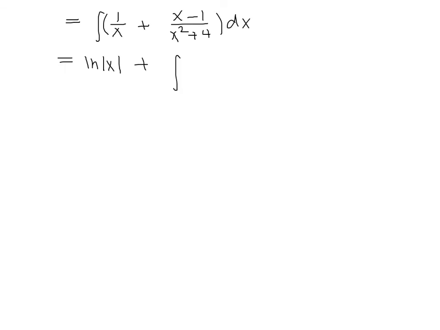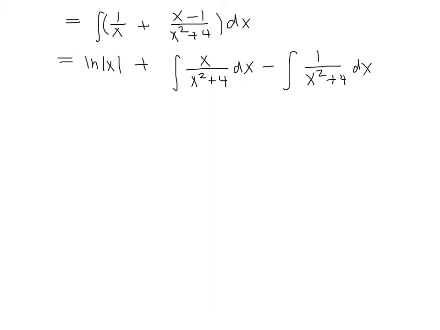Now that we know the values of a, b, and c, our integral becomes the integral of 1 over x plus x minus 1 over x squared plus 4 dx. Now the first part, easy enough. The integral of 1 over x is just going to be ln absolute value of x. Now the second part you have to break into two integrals, one of which is x over x squared plus 4, and then minus the integral of 1 over x squared plus 4.